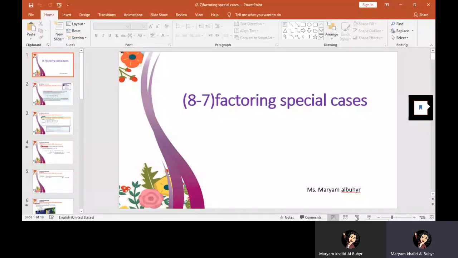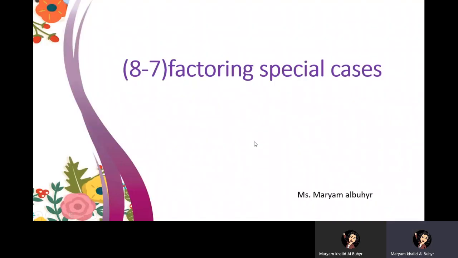Hi girls, let me continue with you the previous lesson. Yesterday we discussed factoring a special case. So we started with the perfect square, and we said that if we have something like this, we call it a perfect square. Let me write it down for you.